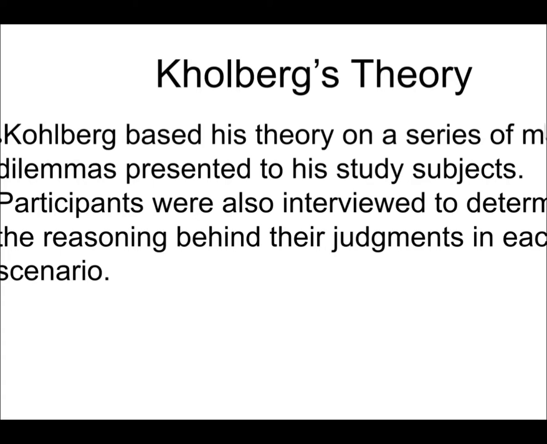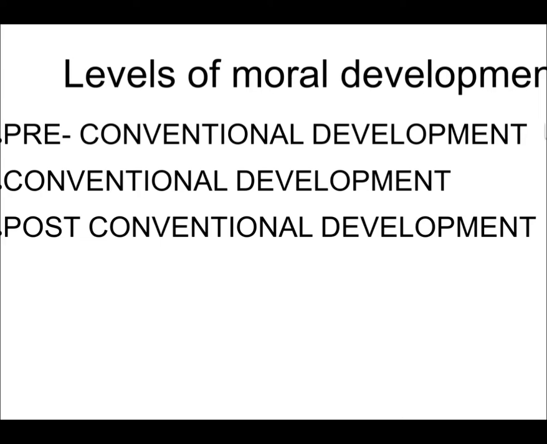It included 6-year-old boys, 10-year-old boys, 13-, 14-, 15-year-olds, like that. Boys of different age groups were included in this. So let's see the levels of moral development. Here he mainly gave three levels of moral development. First is pre-conventional, second is conventional, third is post-conventional.